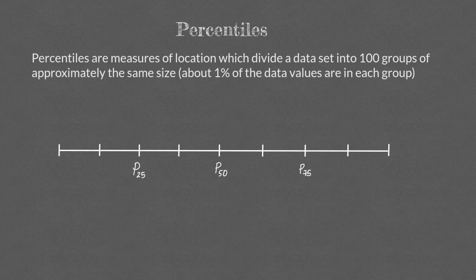Up here on the high end, we would have our 100th percentile, which basically means that 100% of all the data values live below this number, right? And so we can see that we've broken this number line up naturally into 4 equal segments. Another name for these segments are quartiles.